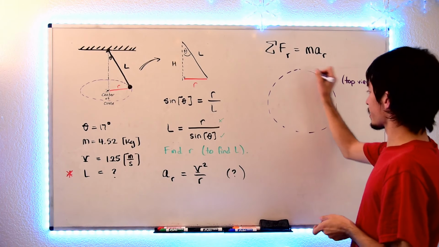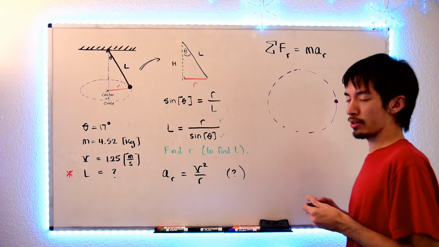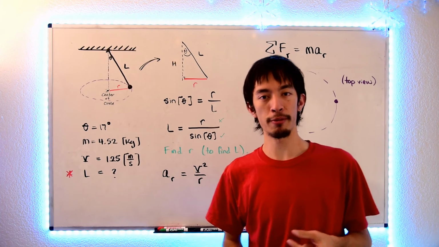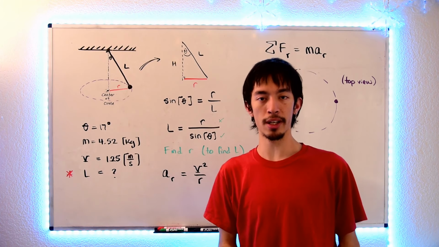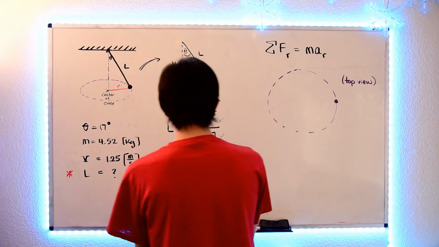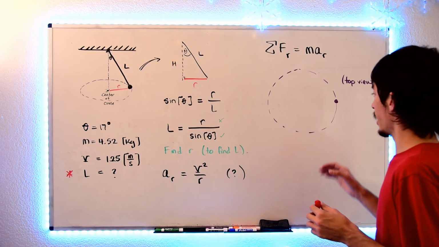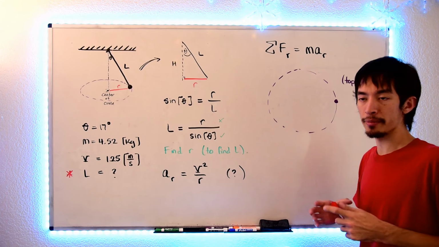The mass would be somewhere along the path of the circle, and it doesn't really matter where you draw it, because the most important part when you do sum of forces in circular motion is to consider forces that either point towards the center or point away from the center. So when you draw the forces that act on this object, okay, again, keep in mind that this is the bird's eye view, so you're looking down onto it.